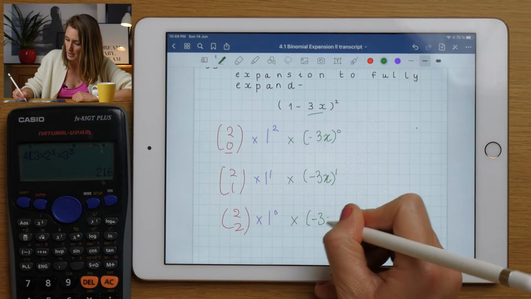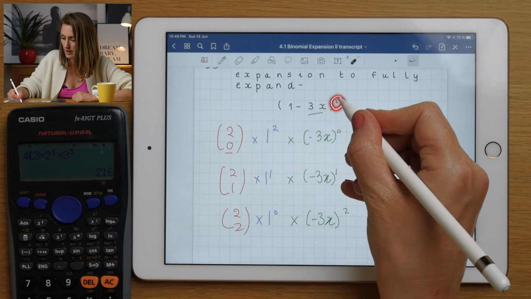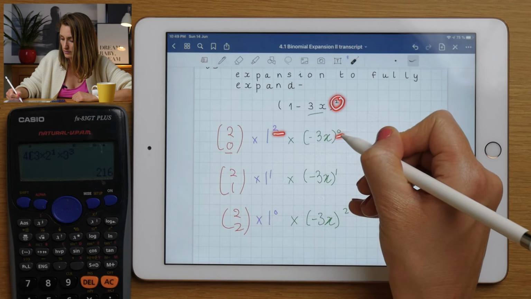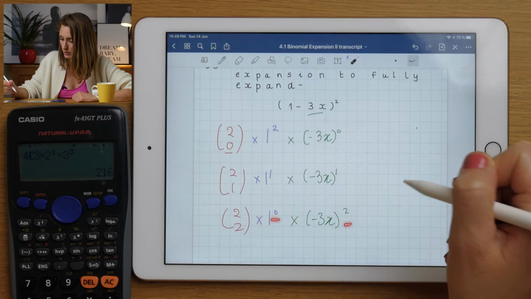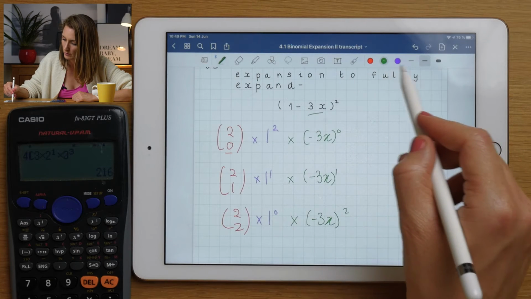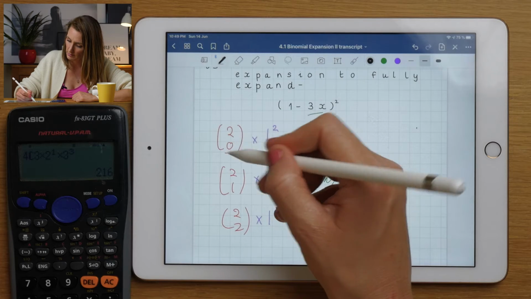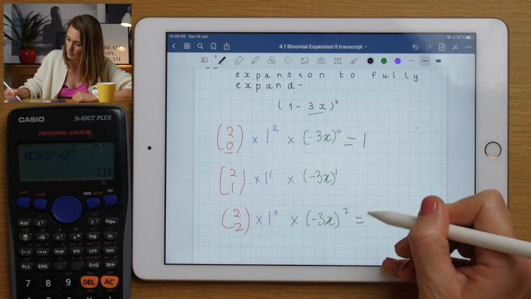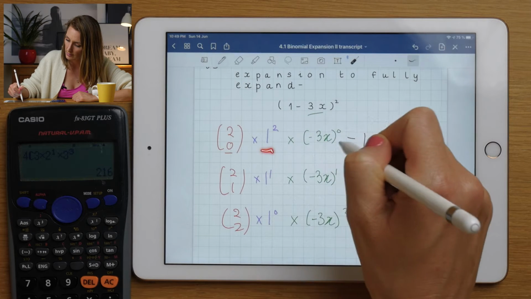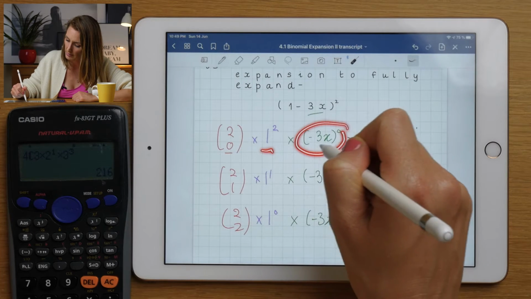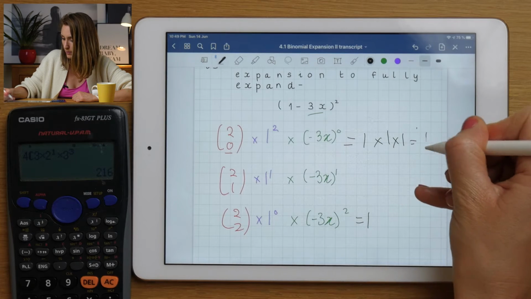One way you can always check if you've done it right is your powers should add up to the n. So in this case, n is 2, so 2 add 0 is 2, 1 add 1 is 2, 0 add 2 is 2. So we already discussed how this should be 1 and this should be 1 also, right? Anything choose 0 is 1. 1 squared. Now, in this case here, minus 3x power 0 is just 1. So we've got 1 times 1 times 1 is 1.